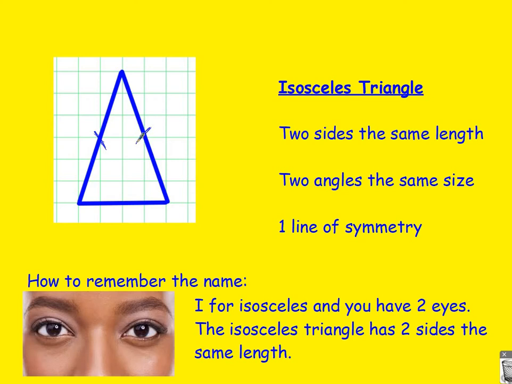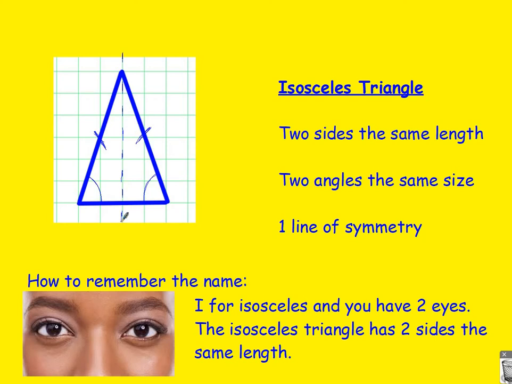It also has 2 angles which are the same size. So we will mark those with an arc. So the bottom angle here on the left is the same as the bottom angle there on the right. And the isosceles triangle then has 1 line of symmetry straight down the middle. I can fold the isosceles triangle once so that one side fits exactly on top of the other.